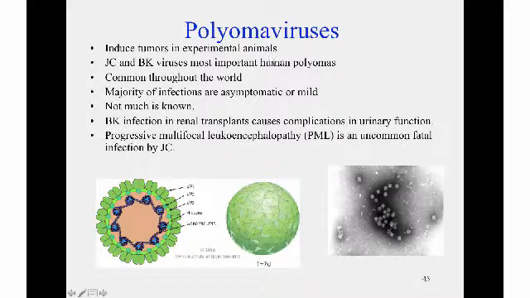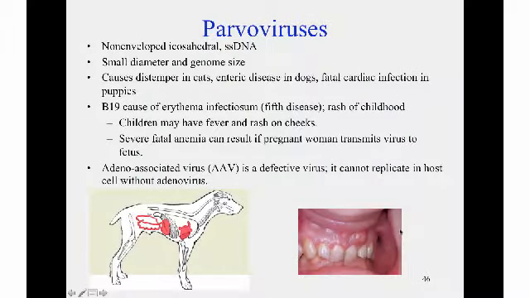BK infection associated with renal transplant seems to cause complications in urinary function, and there is this very uncommon fatal infection by JC called PML, which is progressive multifocal leukoencephalopathy. Very rare. Actually, there's a picture down here of the polyoma just showing you these are the proteins that are used for attachment, and here it is on the right under the electron microscope.